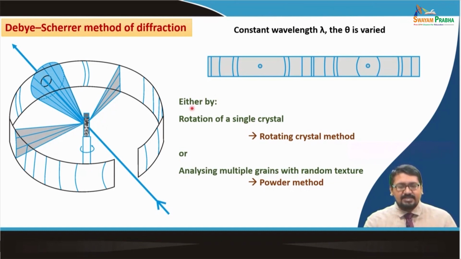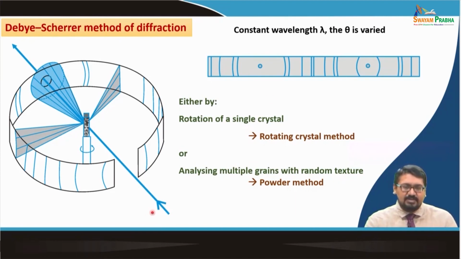Either it is rotation of a single crystal, and then it is called the single crystal rotation method, or it is analysis of multiple grains with random texture. How can we obtain that? By keeping a powdered sample with lots and lots of powdered particles, having multiple grains even in a single powder. So, this is known as the powder diffraction method.